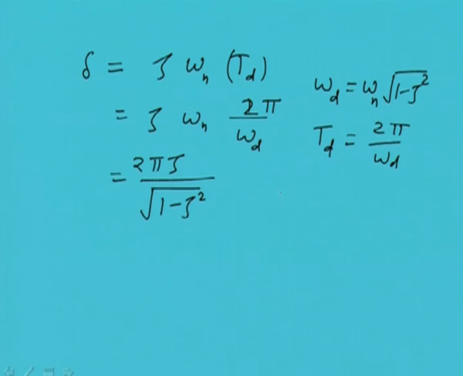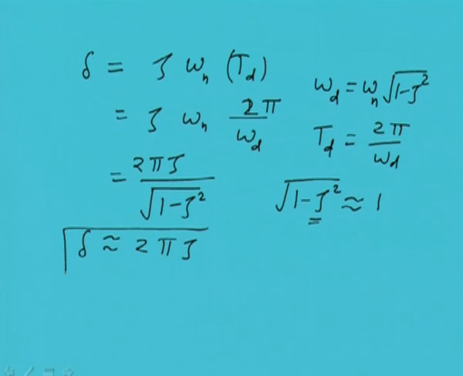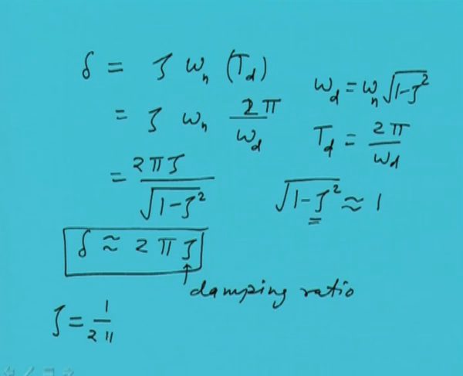And generally, because zeta has a very small value, for structural steel it is around 0.1, you will see that this will be approximately 0, or this will be approximately 1, because this is small as compared to 1. So this logarithmic decrement in the more approximate form can be written as this. This is the damping ratio zeta, and this will help us in finding the damping ratio experimentally, which can be written like this.